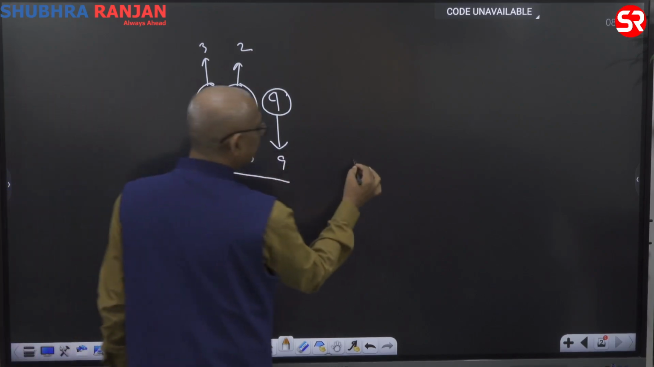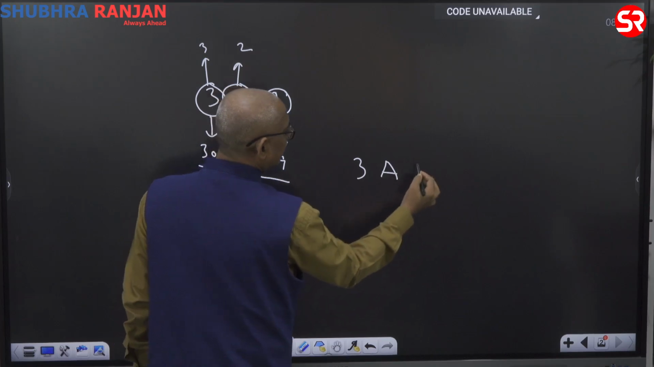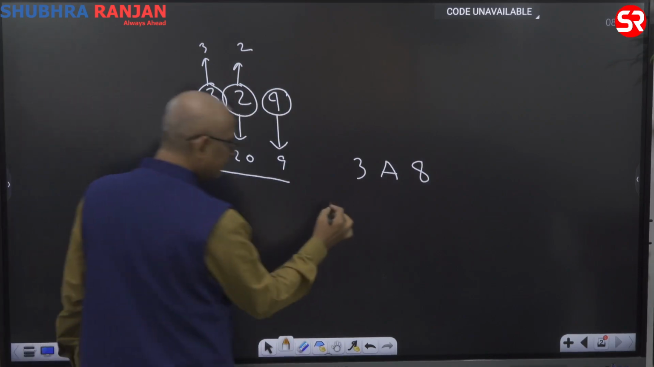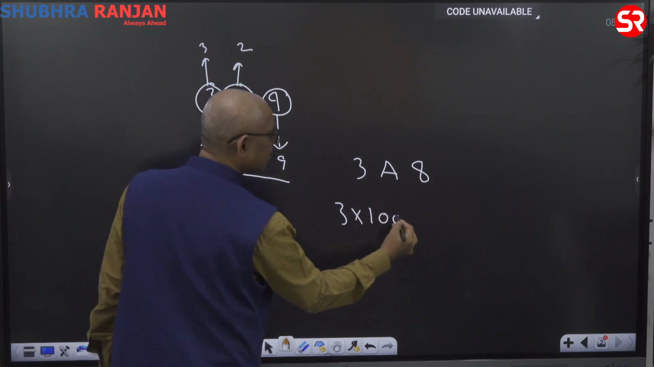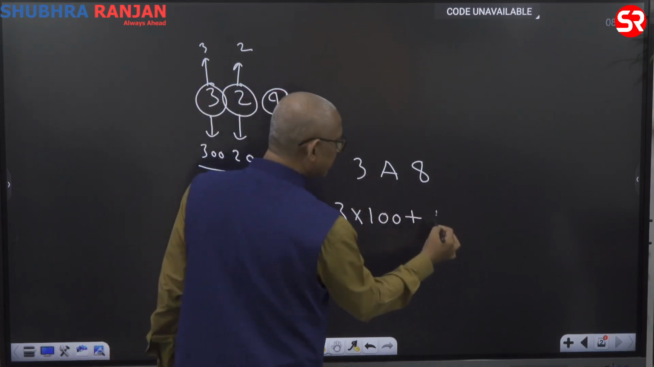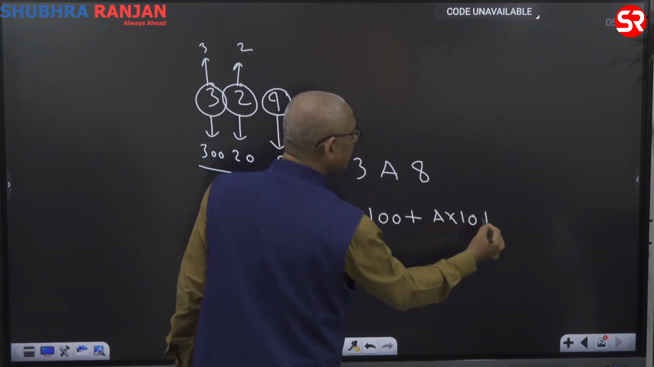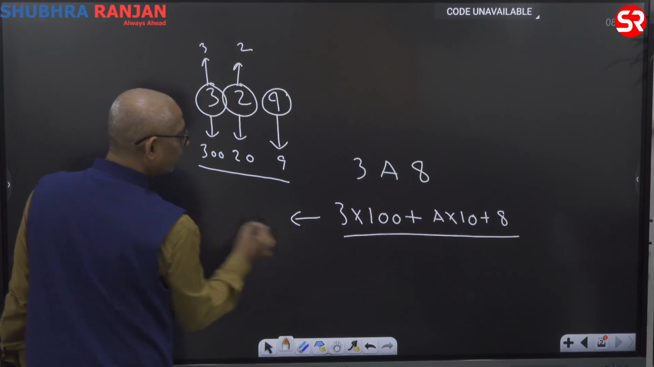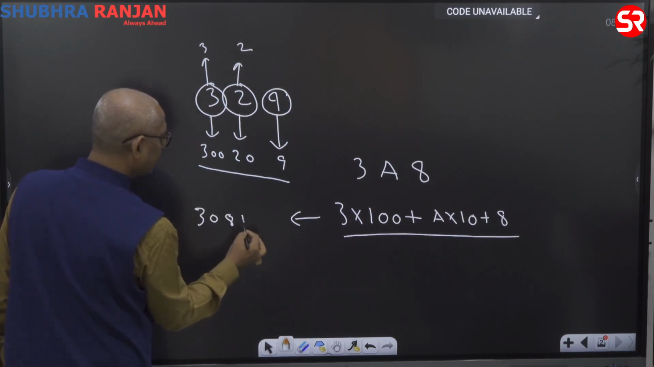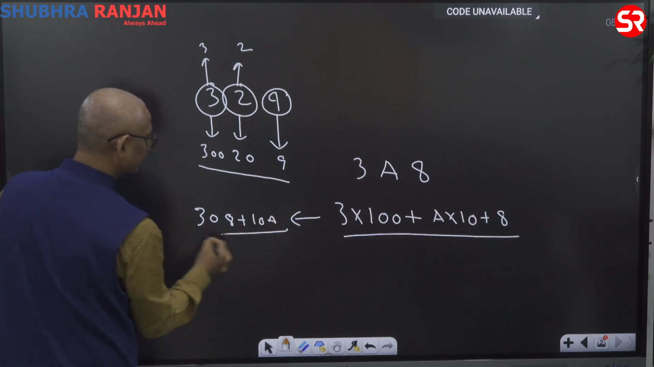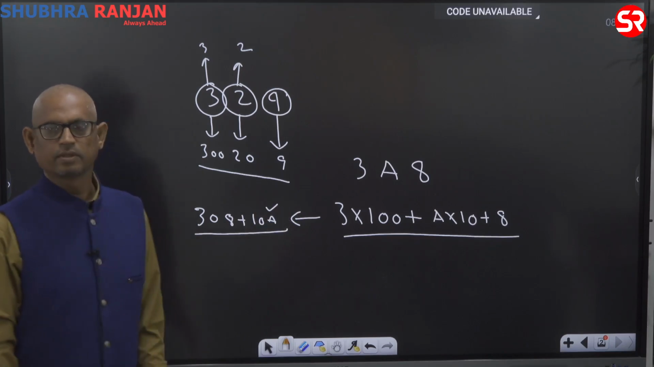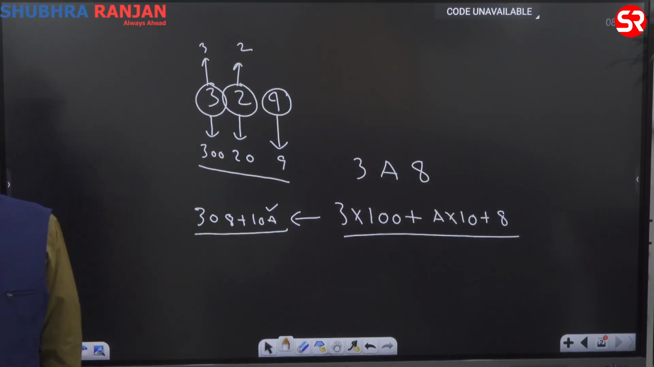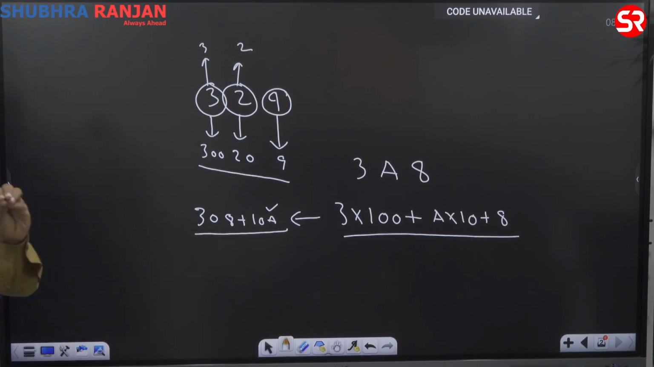For example, in examinations, if 3A8 is given, you have to convert it using place value. The 3 is in the hundreds place, plus A, which is in the tens place, so A into 10, and 8, which is in the units place. This value can be converted into 308 plus 10A. This will be useful in doing problems, just make a note of it. Just understand the concept, that's all.